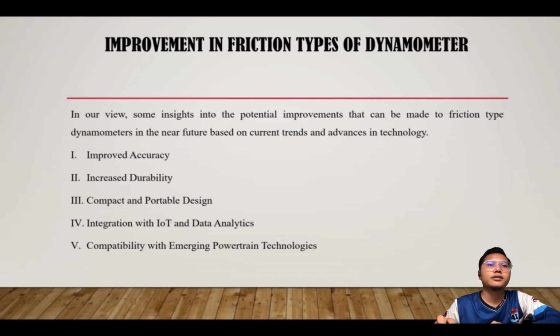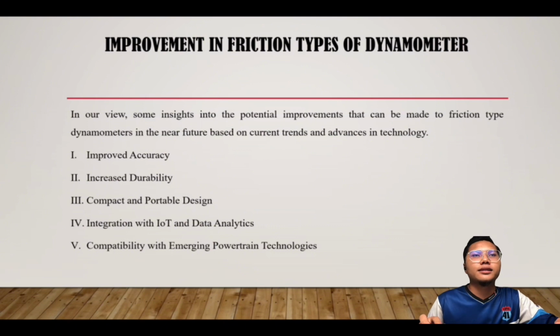The second one is increased durability. Developing more durable materials and improving the design and construction of dynamometer components can increase their lifespan and reduce maintenance requirements. The third one is compact and portable design. Making it more compact, lightweight, and portable will increase its usability and flexibility. This may involve the use of advanced materials, smaller sensors, and efficient power supply systems.